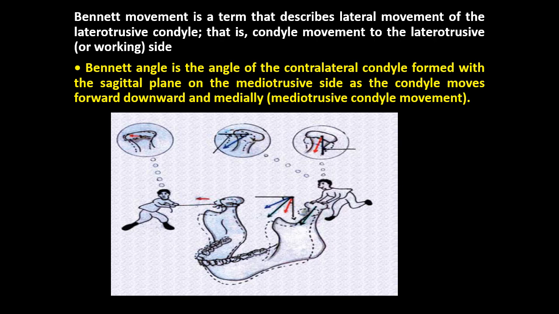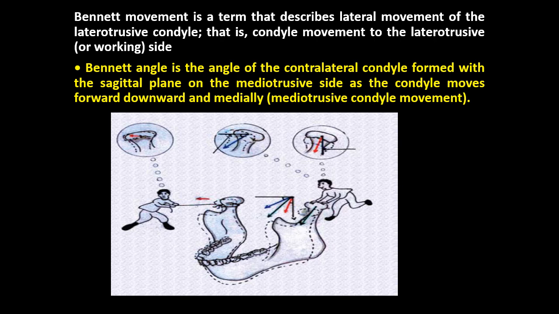As you can see in this figure, the Bennett movement is illustrated as a bodily shift movement of the mandible. The boy on the right side pushes the mandible in a forward, downward, and medial direction, and the boy on the left side tries to push it laterally toward him. So this is the Bennett movement. It is a bodily shift of the mandible toward the lateral side, or toward the working side.